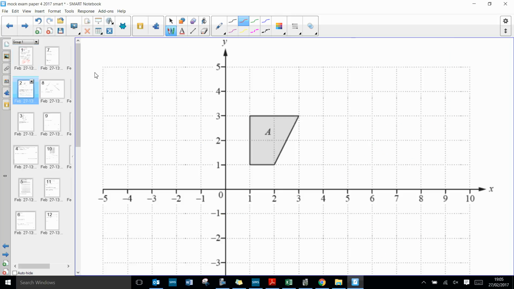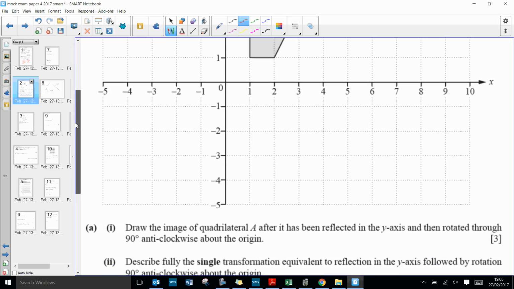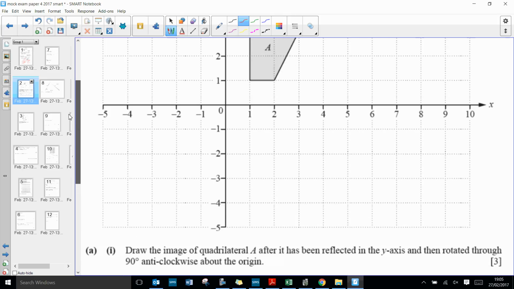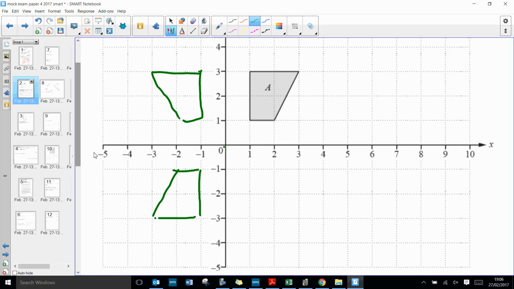Okay, next question. Draw the image of the quadrilateral after it's been reflected in the y-axis and then rotated through 90 degrees anti-clockwise about the origin. So a reflection in the y-axis would initially bring the shape here, and then a rotation anti-clockwise with the origin as the center moves it to here. Now, it's fine to actually show both stages of your working, but please ensure that you cross one out or erase it or whatever you want to do to make sure that they're not both still there.